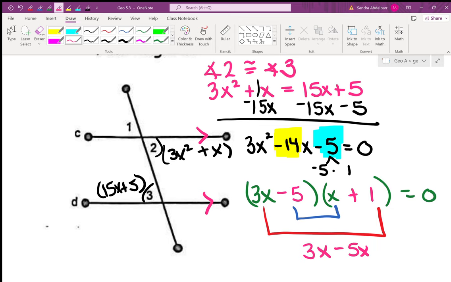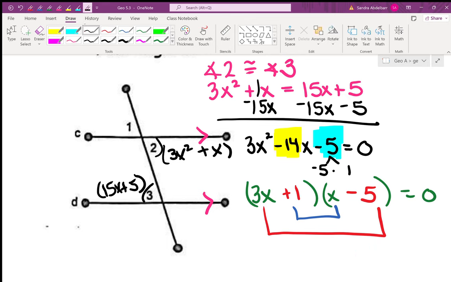No, but if I end up having the 3 multiplied with a 5, 3 times 5, that's 15, right? Isn't that really close to 14? So that's what I'm saying, think ahead. That's what I mean. Think of what's going to get multiplied together. So now I'm going to put the negative 5 here and the 1 here, and now I'm going to check it.